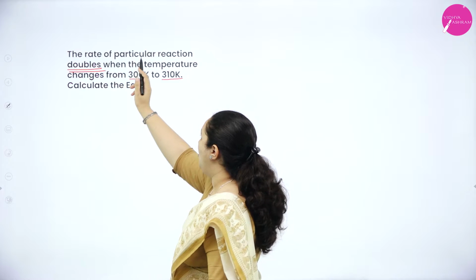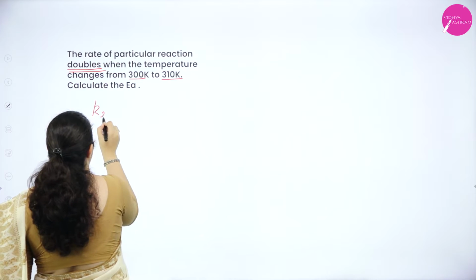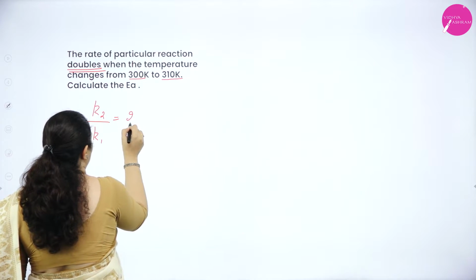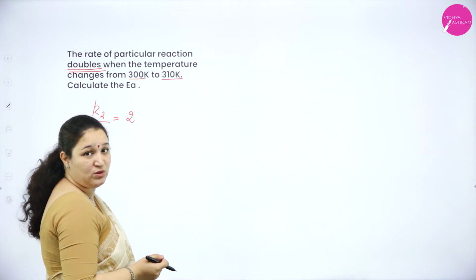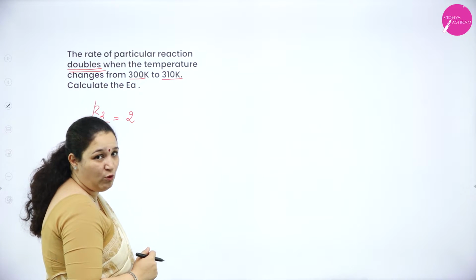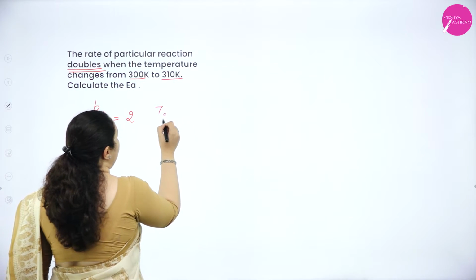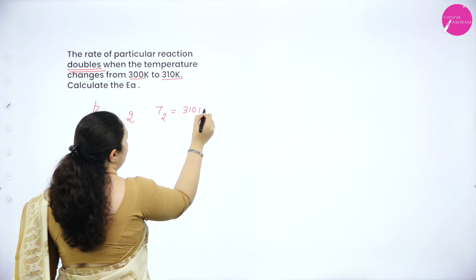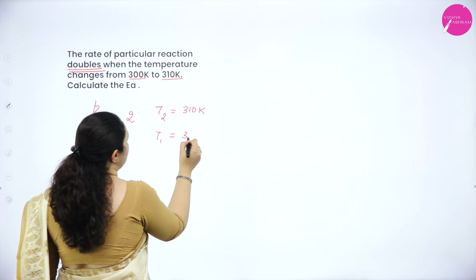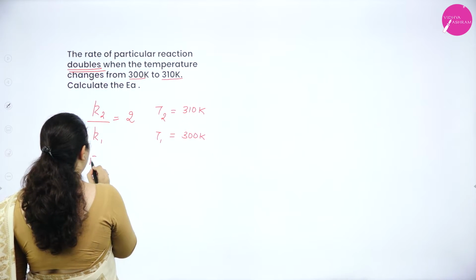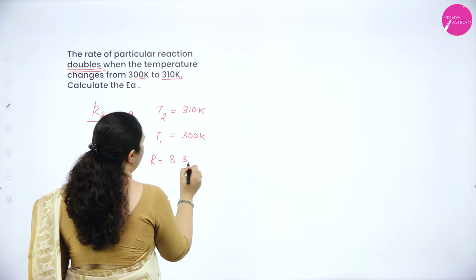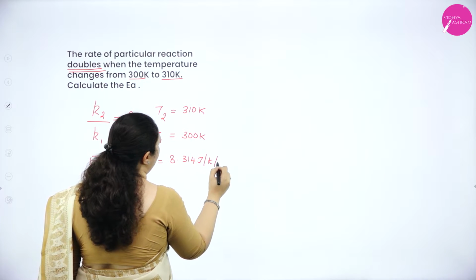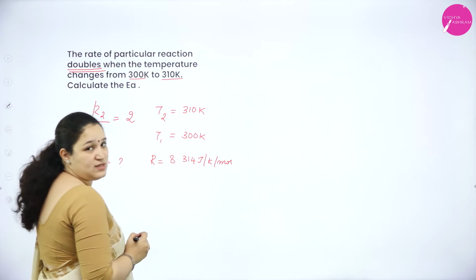that the rate of the reaction doubles. That means K2 by K1 is equal to 2 because it will double. If it was triples, then it would have been equal to 3, or quadruples it would have been equal to 4. And T2, I told you, is always the higher temperature, so 310 Kelvin. T1 is 300 Kelvin. Calculate activation energy. R you have to know, it is 8.314 joule per Kelvin per mole, that is the gas constant, isn't it?